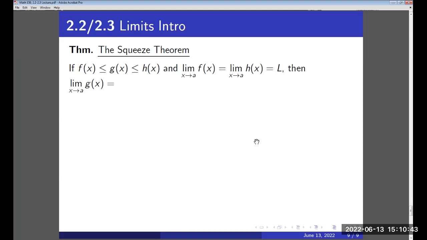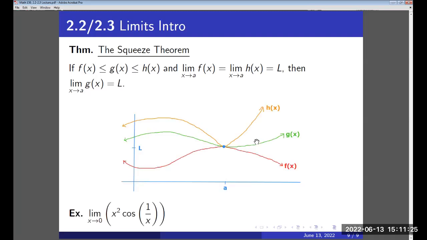So imagine, right, f, g, and h. f is always smaller than g, which is always smaller than h. We know that f and h, as they approach a, are coming to the same point at L. So the idea is g gets squeezed in between them. What would have to be the limit for g of x as x approaches a? If we were in a class, I would say, okay, take 10 seconds to think about it, and then maybe somebody could guess what it would equal. I'll just tell you. It's equal to L.